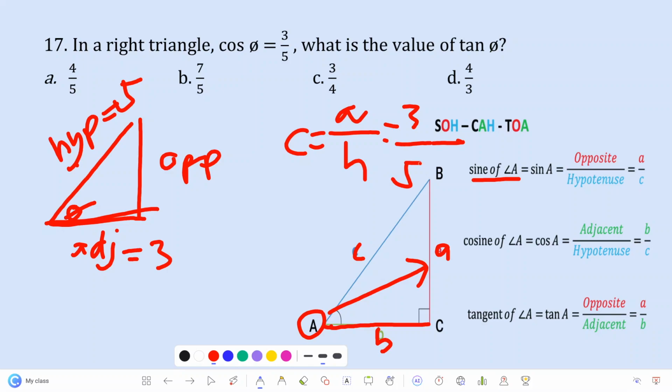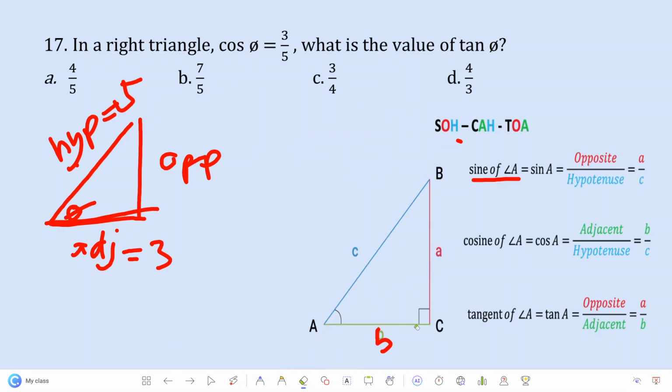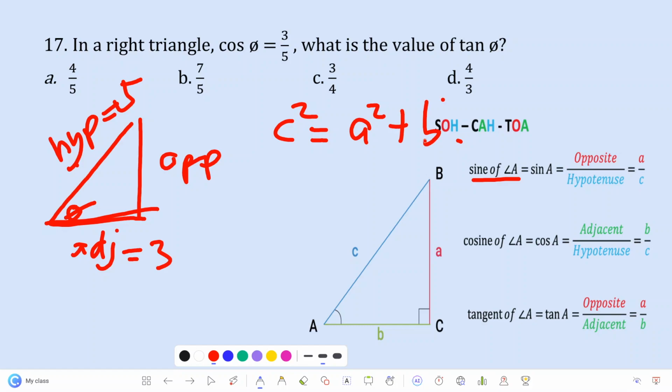By this leg alone, kapag familiar kayo sa Pythagorean triples, malalaman nyo na ang opposite side is equal to 4. Pero kung hindi kayo familiar sa Pythagorean triples, you will solve this problem using the Pythagorean theorem. So, how do we solve this problem using the Pythagorean theorem? Ano nga pa ulit ang Pythagorean theorem? Ang Pythagorean theorem states that c squared, the longest side, is equal to the sum of the squares of the two sides.